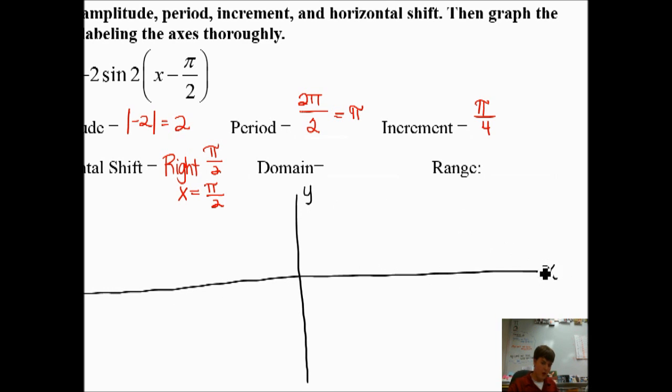Alright, so let's label the y and the x-axes. Well, x is the midline. Let's erase the x and put midline. How do we know that's the midline? Because there's no vertical shifting. That's how we know it's the midline there.